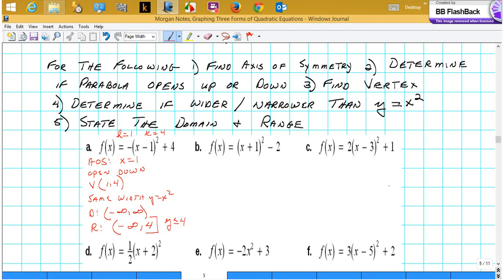Okay, let's go do another one. And I'll only do a couple of these. Let's jump over to this one here. We've got h is equal to 3, k is equal to 1. So the axis of symmetry is going to be at x equal to 3 because that's where h is. It's going to open upward because a is a positive number. The vertex will be at hk, that would be at 3, 1. The a value is 2. That's going to mean that this thing is actually going to be stretched, so it's going to be getting thinner. So this would be narrower than y equals x squared.